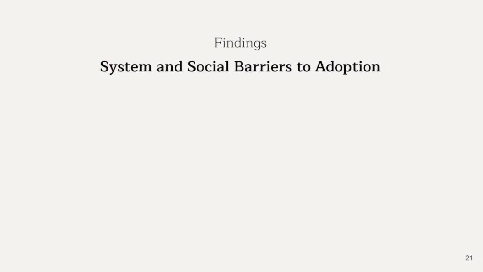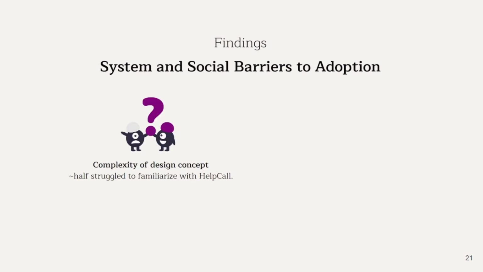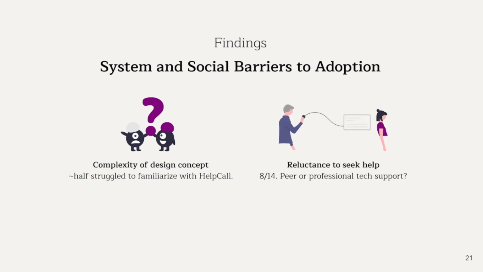Finally, we identified some barriers that could hinder older adults from actually using HelpCall despite their positive reception of its concept. First, quite a few of our participants struggled to learn to use HelpCall, suggesting that the learnability of HelpCall itself could be improved. Another barrier is more intrinsic, as 8 out of 14 participants expressed reluctance to, quote, bother family members for help, preferring same-age peer and professional tech support.